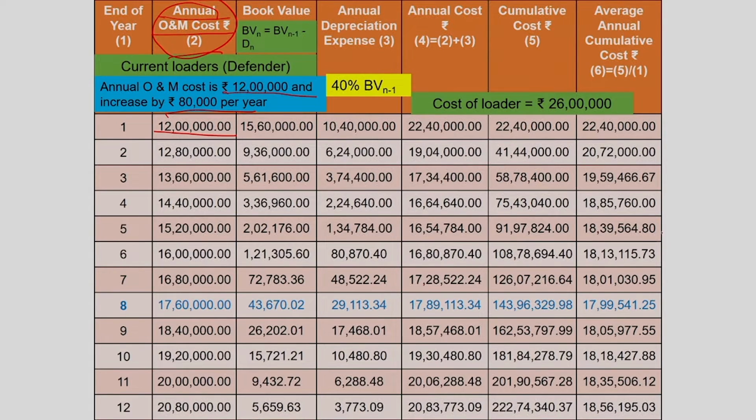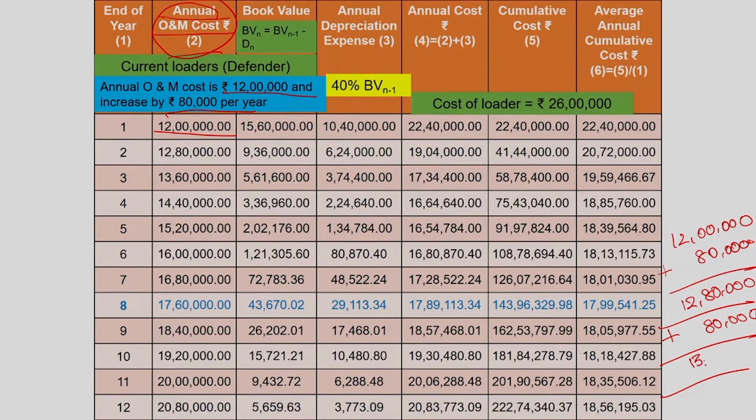So the first year it is 12 lakh. After that it increases by 80,000. So for the second year it should be 12 lakh 80,000. For the third year again you add 80,000, so it keeps increasing. Now it is going to be 13 lakh 60,000 for the third year. Like that you keep on adding 80,000 every year. For this current loader, you will get the operating and the maintenance cost for the number of years we are going to estimate the cost.